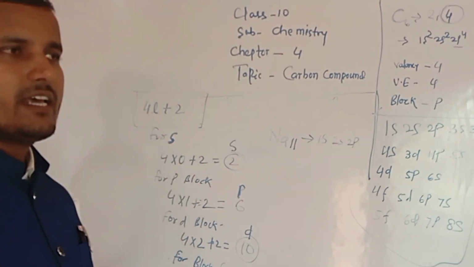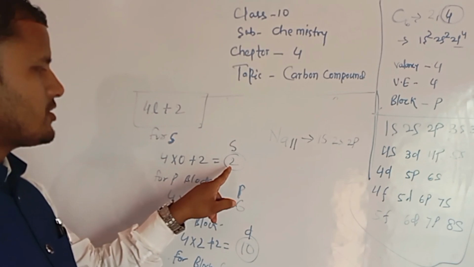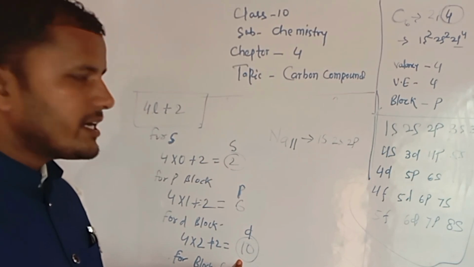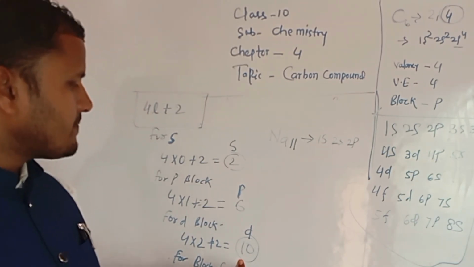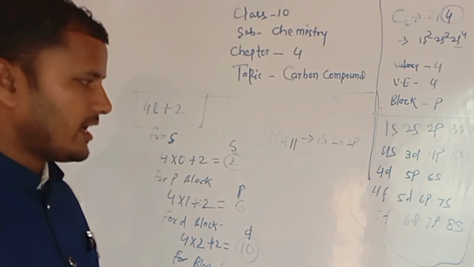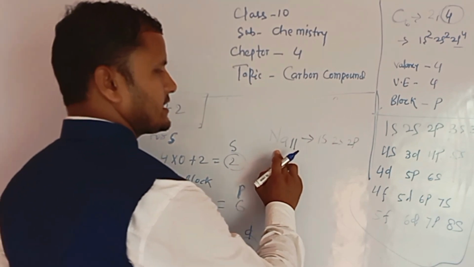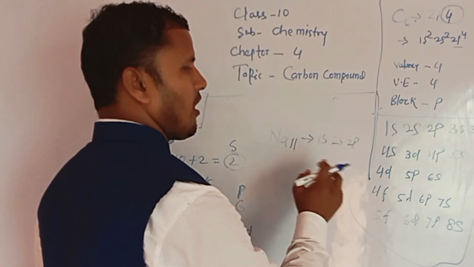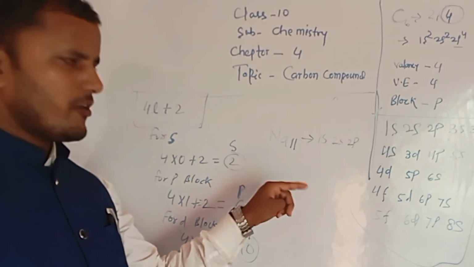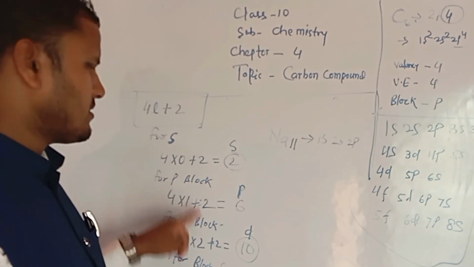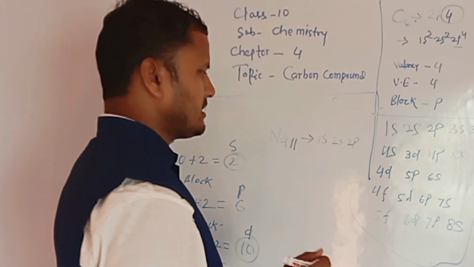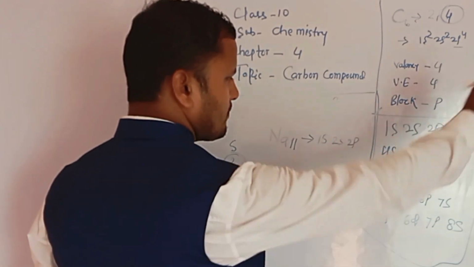So understand, remember: in block s, 2 electrons can live. In block p, 6 electrons can live. In block d, 10 electrons can live. In block f, 14 electrons can live. Understand? Then how to find the valence electron, valency, group, period, block, all expected. Is sodium a metal or non-metal? We can find it by this formula. This is very easy for us to find block, group, and period.